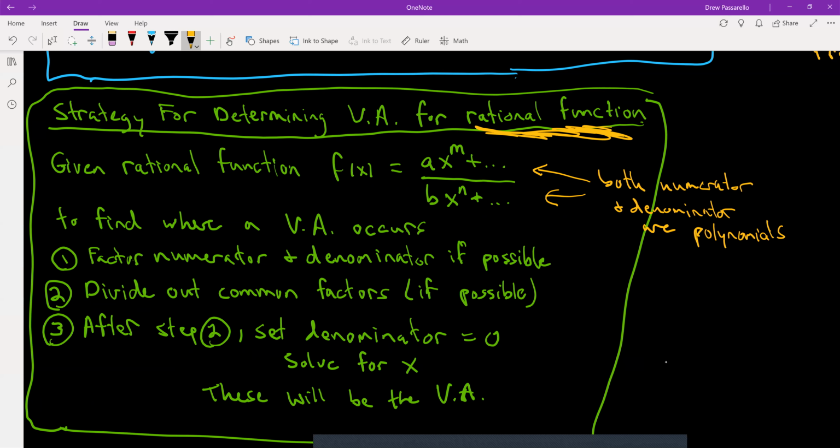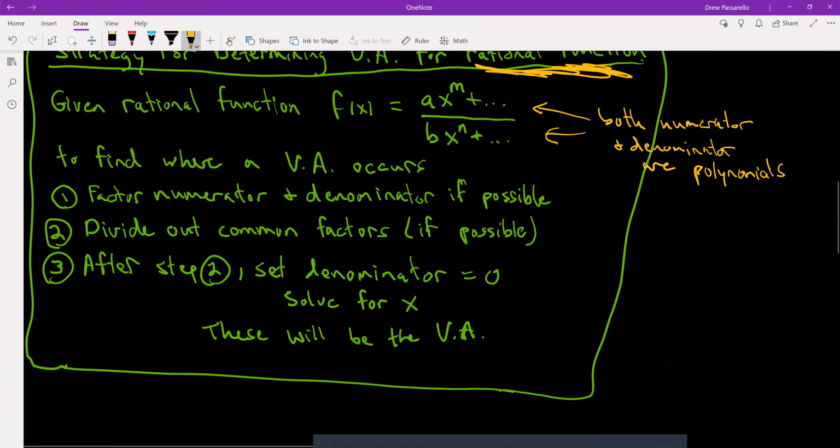All right, and I wrote it in a general structure. You have your leading term ax to the m, and then plus dot, dot, dot, and you have a bunch of terms that you're adding to the leading term. And on the bottom, you have the leading term bx to the n, and then plus dot, dot, dot, and some other terms that you're adding to the leading term. All right, so it's going to have this structure, a polynomial divided by a polynomial.